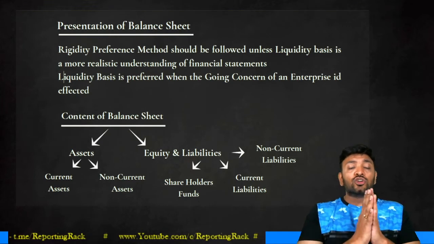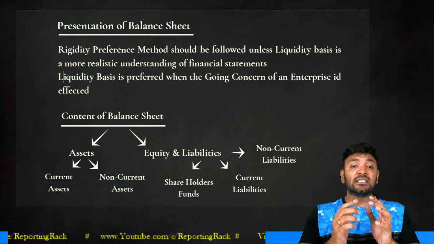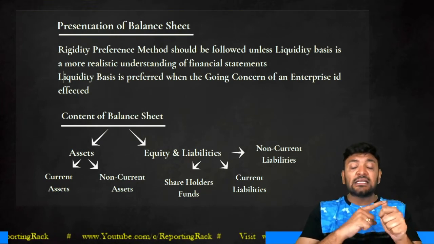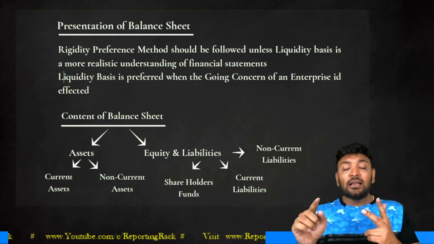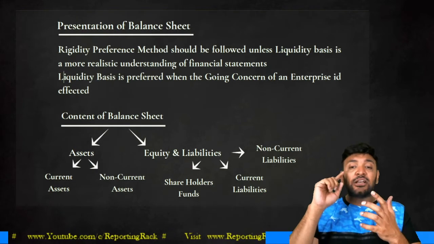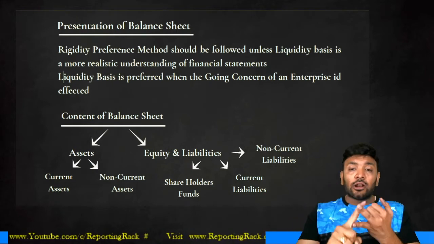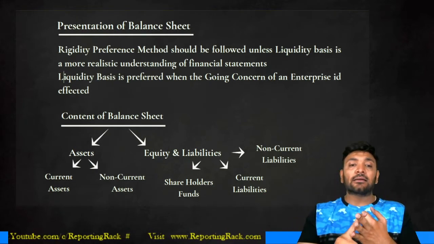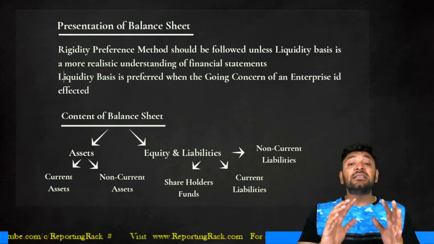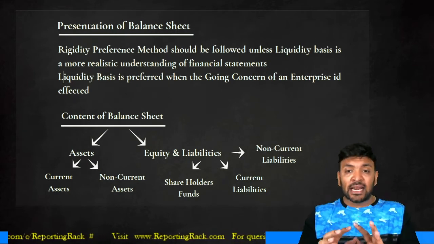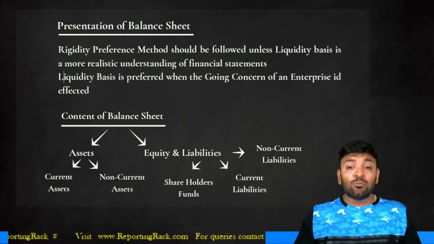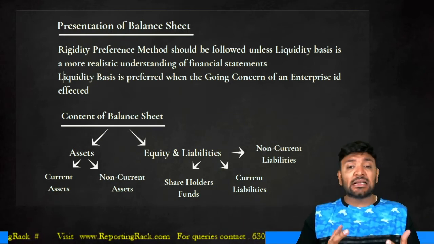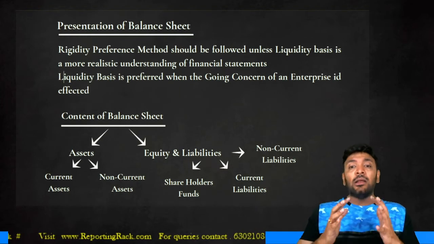So as far as the content of the balance sheet is concerned, I'll have to present current assets and non-current assets within my assets. And under liabilities and equity, I should present shareholder funds, non-current liabilities, and current liabilities. These are the basic minimum contents in the presentation of the balance sheet. Can I present more? You can present more, because like I said, Ind AS 1 is only talking about minimum content.